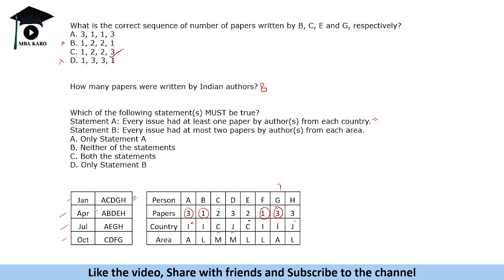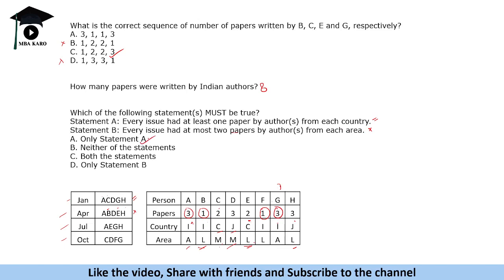Okay, so if we see April, April is A, B, D, E, H. In this case, we have three from logistics: B, E, and H are from logistics. It says that every issue had at most two papers. No, that is not true. So this is not true. So only statement A is true.